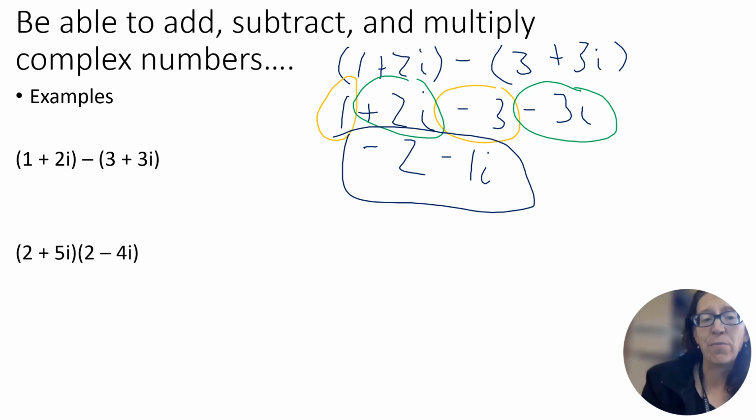Do make sure that you have them in the correct order. Okay, so you need to have it in that a plus bi form. Your real number comes first and your imaginary number comes second.